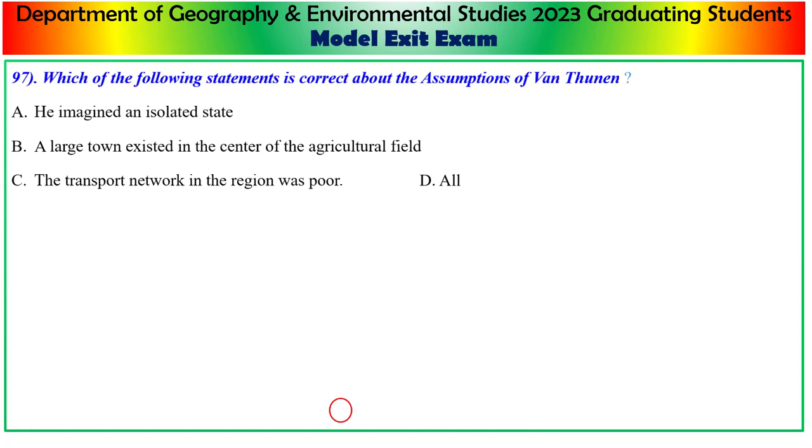The Von Thunen agricultural model was developed in the 19th century and aimed to explain the spatial distribution of agricultural activities around the central market towns. One of the key assumptions of the model was the transport network in the region was poor.